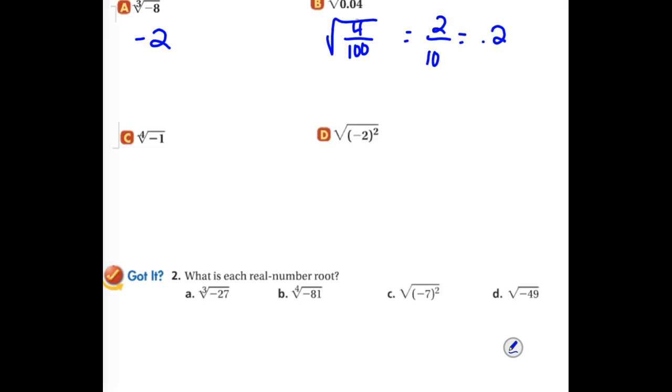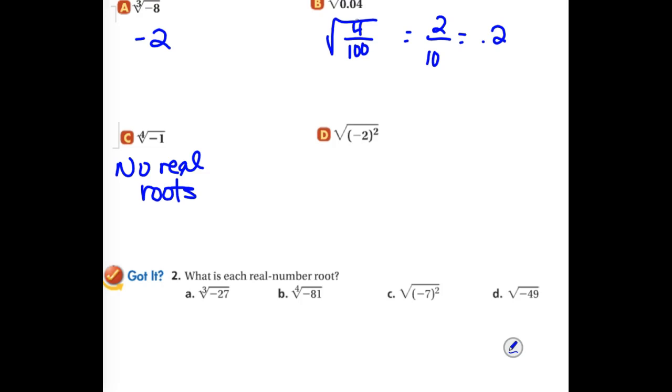For part C, it says take the fourth root of -1. Can we do that? Even roots of negatives result in imaginary things, yes? All right, so we would say no real roots. How is part D different? What do you see in there that we didn't have in the other ones?